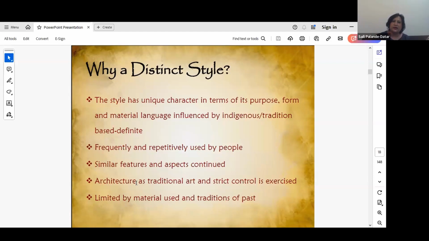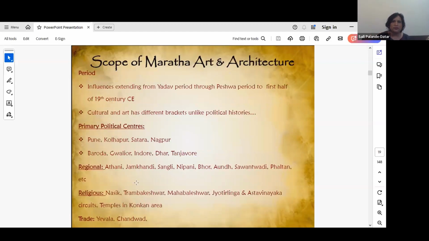We see that they have been frequently and repetitively used, and these aspects combine elements from the various influences they bring back to the land as well as the native influences. And we see a continued, evolved tradition of development for many of these forms, material manifestations of those times. The use of distinct material is also seen in Maratha art and architecture. So here I also define various political centers, religious centers, and trade centers, where you see the expression of Maratha art and architecture. And this almost extends from the post-Yadava period to the early 19th century. That's the period that we are looking at in this presentation.